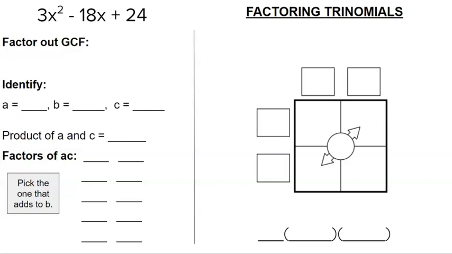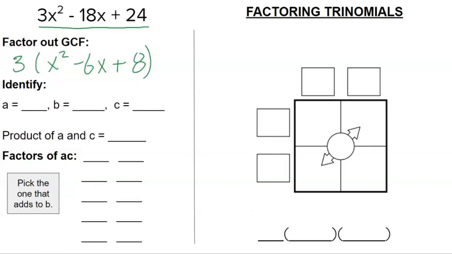All right, let's do another problem together. We have 3x squared minus 18x plus 24. Again, reminder, our first step is to factor out the greatest common factor, which is 3. 3 can go into all of those values evenly. When we do 3 divided by 3, we're left with just x squared. Negative 18 divided by 3 is negative 6x. And then 24 divided by 3 is 8.